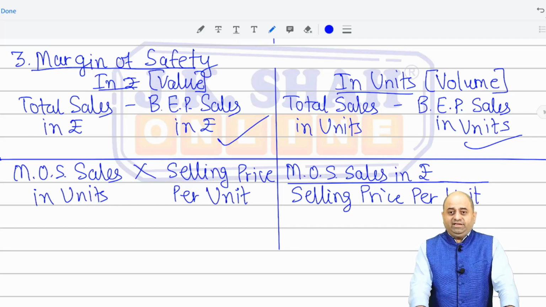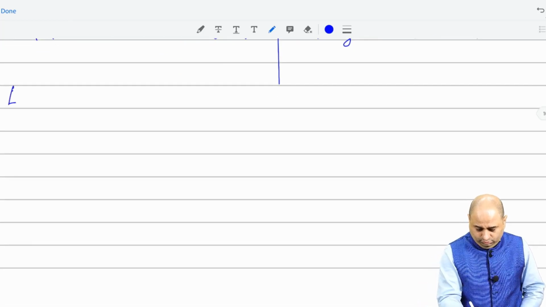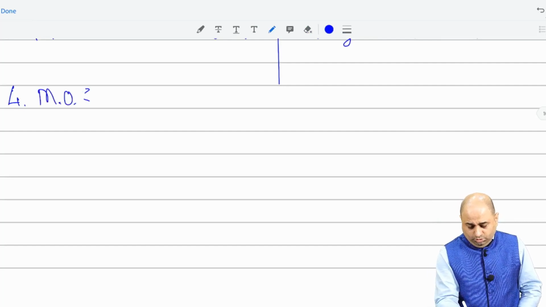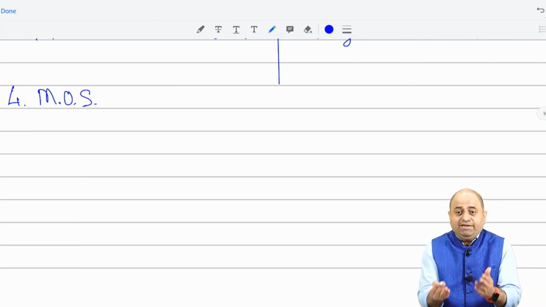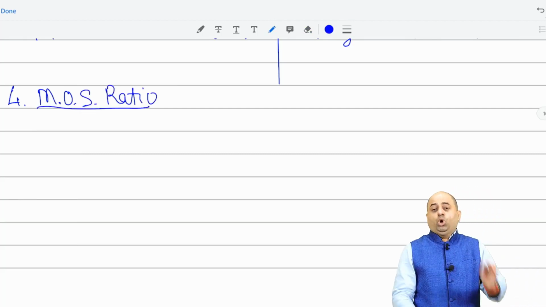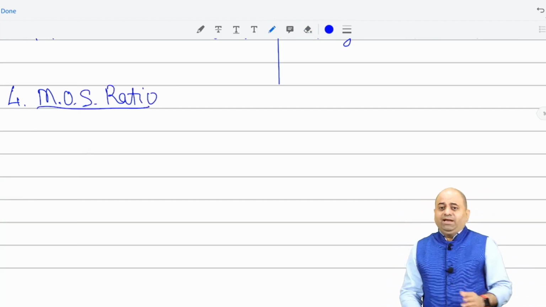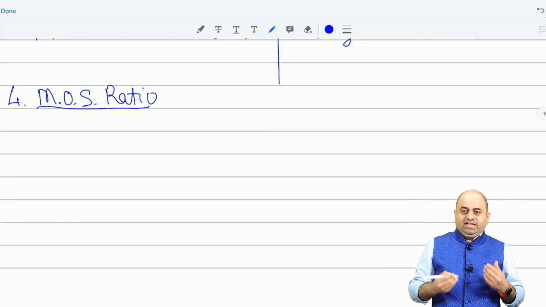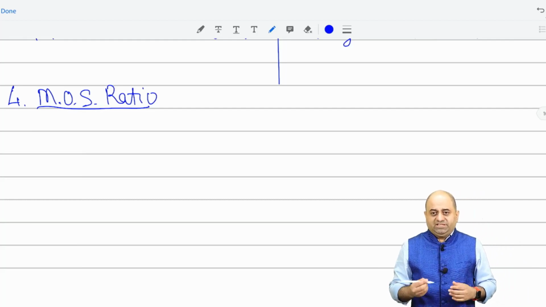So that, my dear friends, is the margin of safety explanation. Next, I move on to margin of safety ratio. Well, it can be calculated in units as well, but generally we prefer to calculate it in terms of rupees only. What is margin of safety ratio? It is a percentage relation between margin of safety sales and total sales. It's nothing else but percentage relation between margin of safety sales and total sales.